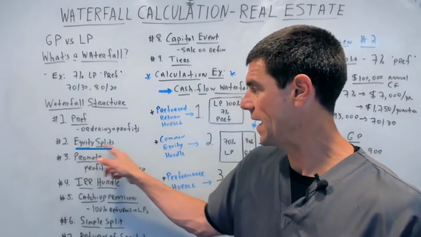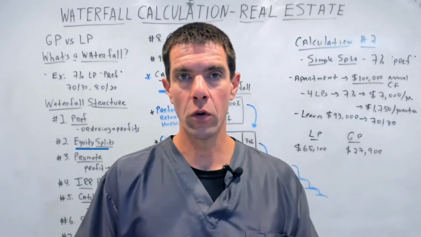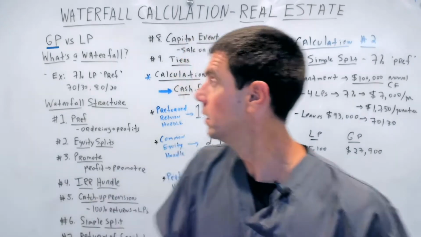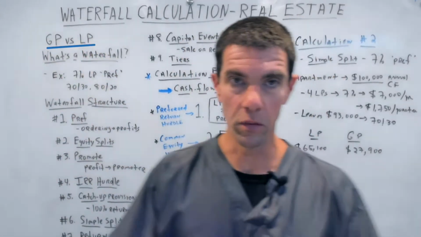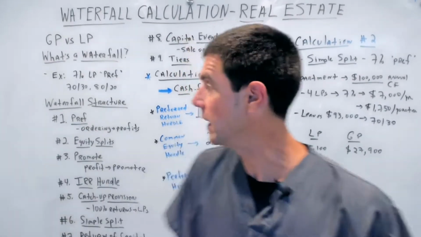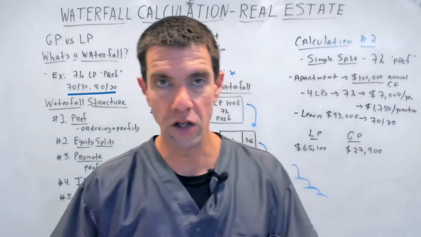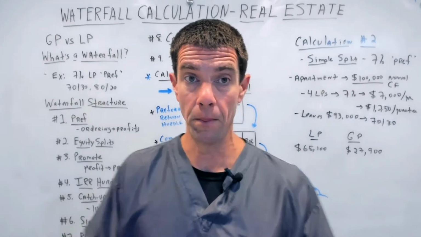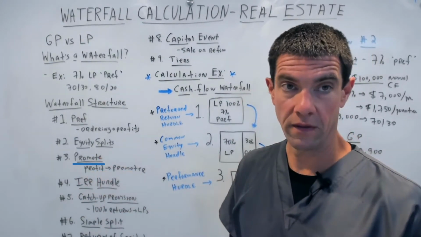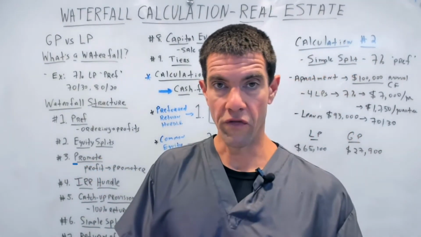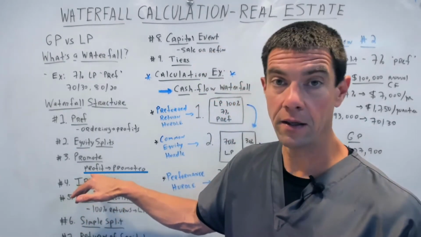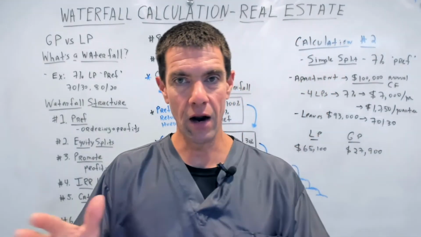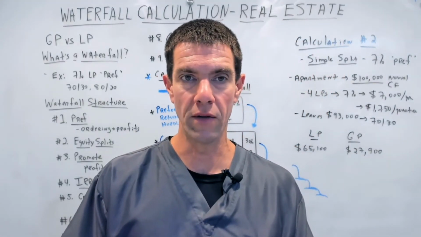The second is equity splits. Once the preferred return has been made, there's an equity split of the remaining returns between the general partner and the limited partner groups. As we mentioned earlier, these can range from 70-30, 80-20, 50-50, whatever, depending on how the waterfall structure is originally set up. Third would be the promote. The sponsor promote refers to the share of profit paid to the general partner or the promoter for a project. It's also known as carried interest in other forms of private equity investing.